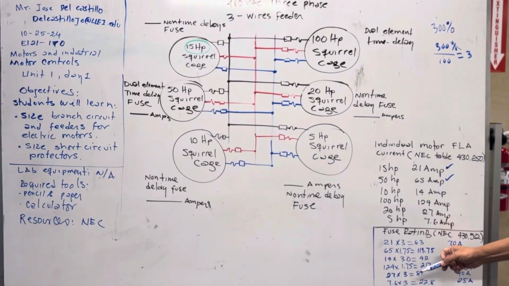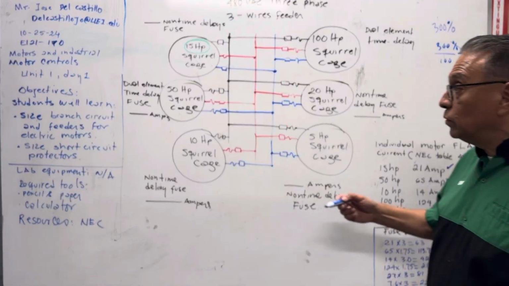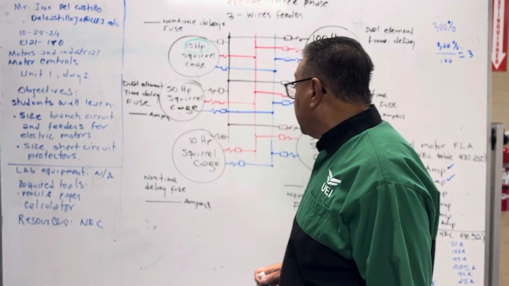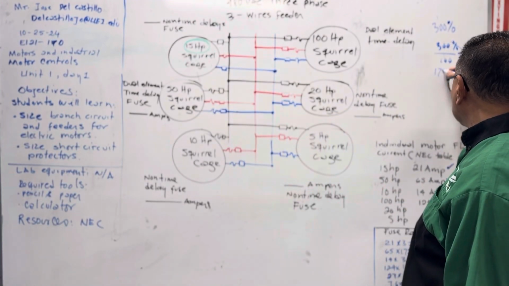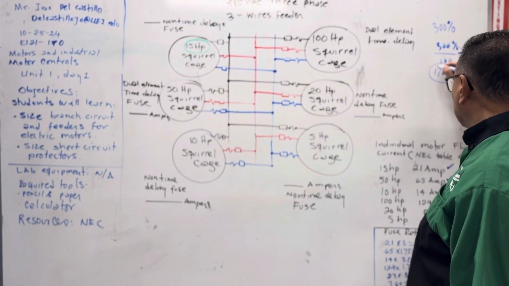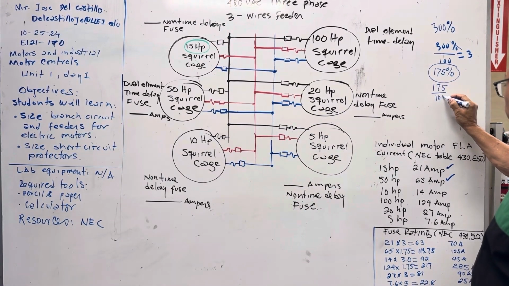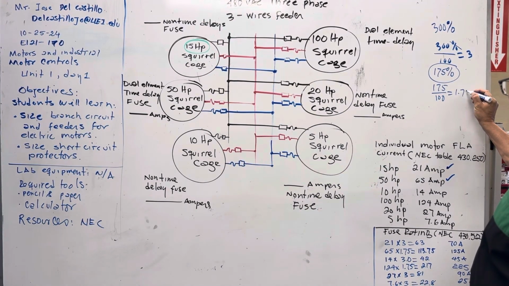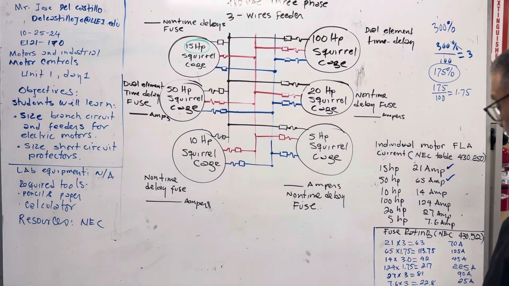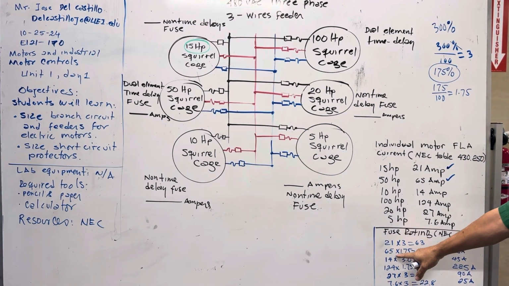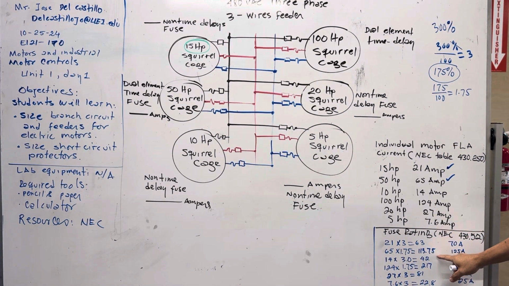The full load ampacity is 65, and I am asking you to use a dual element time delay, so the factor is 175%. How do I convert the percentage into a factor? I divide this by 100 and remove the percentage sign. So what I will have is 65 times 1.75, which is 113.75. I don't have a 113.75 fuse, so I will use the nearest higher one, which is 125.